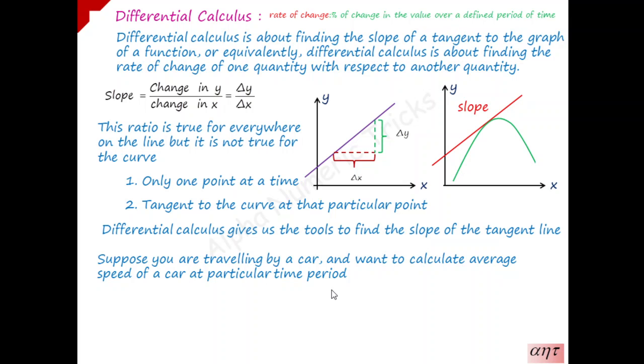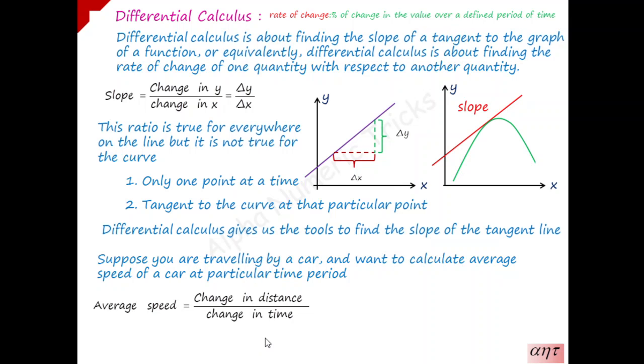When the road is free, you can definitely raise the speed of the car. If there is traffic, you slow down the car, and due to signals also you can slow down, and you may stop the car sometimes for other reasons. So you have to consider all these things to calculate the average speed of the car, and using this formula, average speed is equal to change in distance by change in time, you can find the average speed of the car.